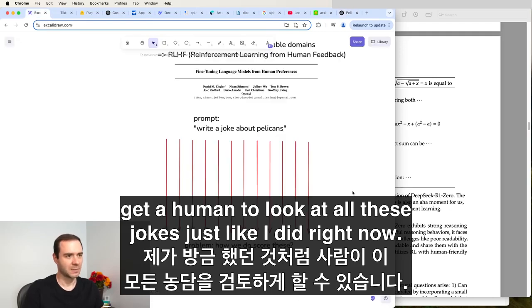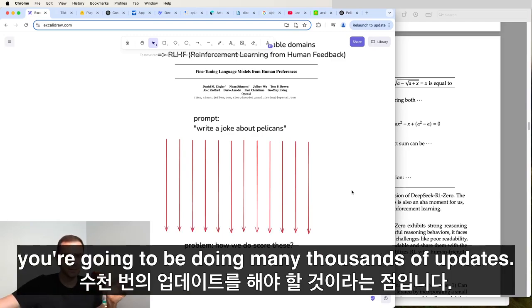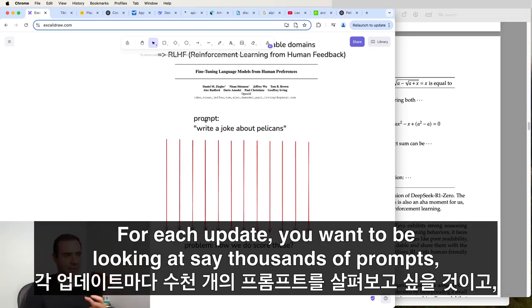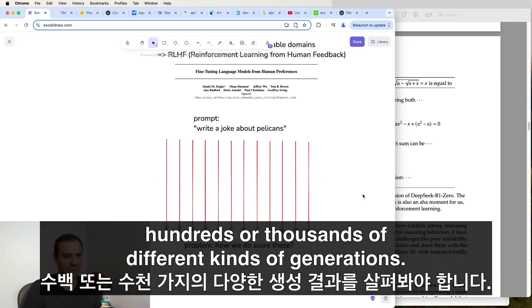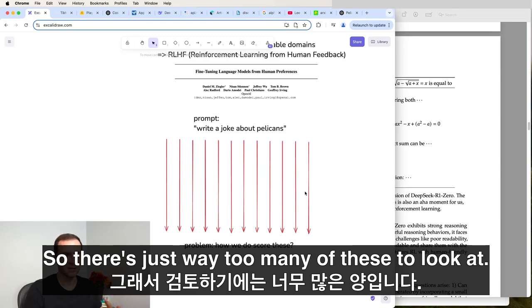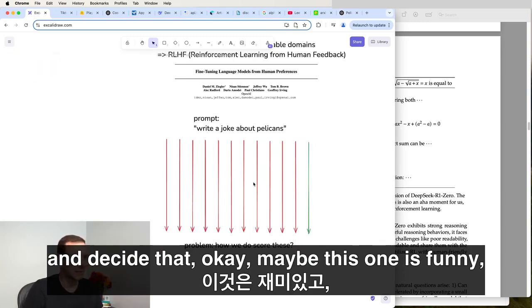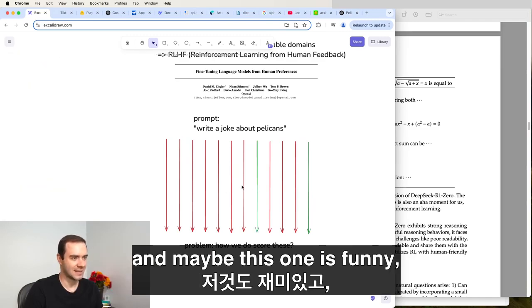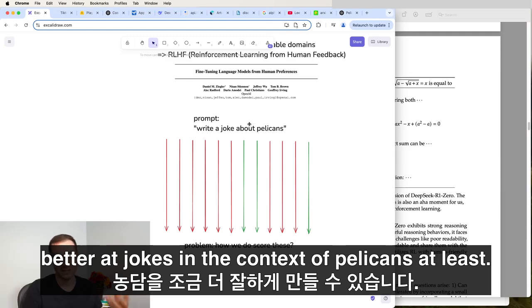The problem with that is if you are doing reinforcement learning, you're going to be doing many thousands of updates. And for each update, you want to be looking at, say, thousands of prompts. And for each prompt, you want to be potentially looking at 100 or thousands of different kinds of generations. And so there's just way too many of these to look at. And so in principle, you could have a human inspect all of them and score them and decide that, okay, maybe this one is funny and maybe this one is funny and this one is funny. And we could train on them to get the model to become slightly better at jokes in the context of pelicans, at least.